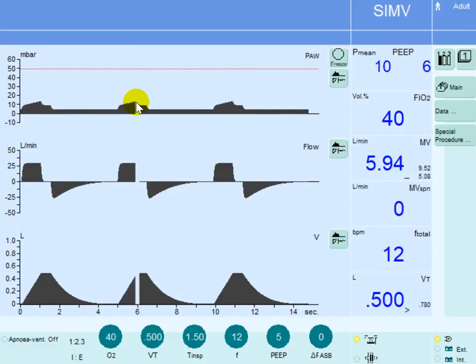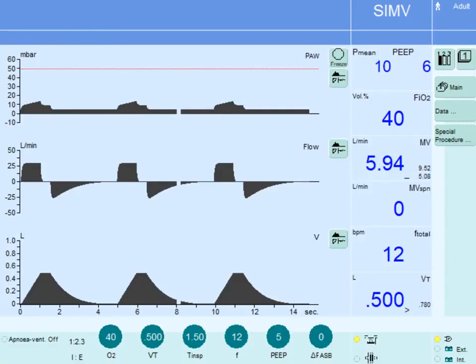Once the flow becomes zero, the pressure will go down to a plateau pressure, which is the pressure required to overcome the lung elastance and chest wall.